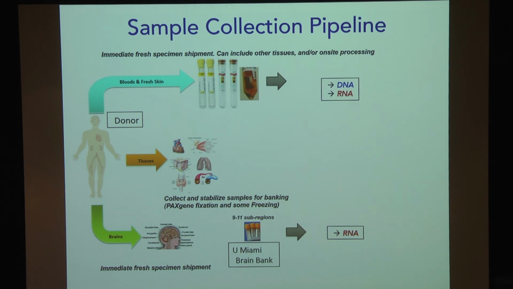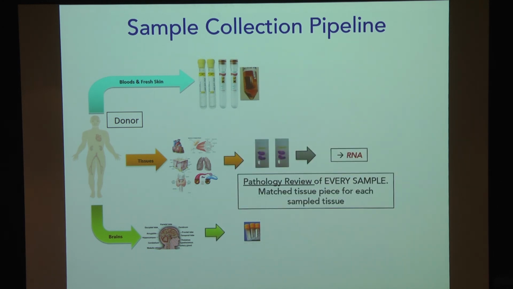So this is roughly the sample collection pipeline for any given donor. We collected several specimens that were fresh: bloods and fresh skin that were shipped immediately, as well as brains that were shipped immediately for subdissection. But I have an important note here that this could include other tissues. It wasn't in the case of GTEx, but this could easily be adopted to include other fresh tissues. And there were many other tissues we collected that we then preserved and had to bank for the project and for the analyses. I want to just discuss most of these, which are the bulk of the tissues.